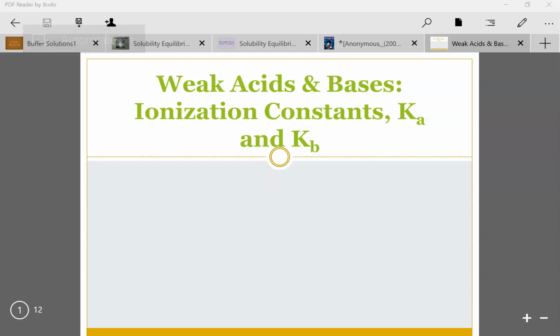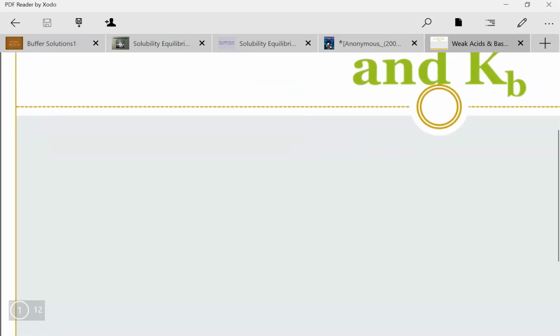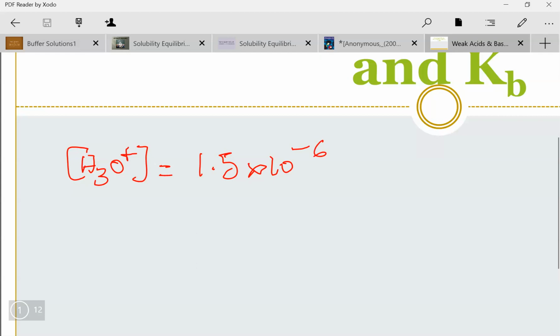So this is the lesson for the weak acid and weak base calculations. I will mention that before we start, we touched upon something that was covered in class, which is very minor. When we take the pH and pOH, so let's say the concentration of H3O plus happens to be 1.5 times 10 to the power of negative 6, right?